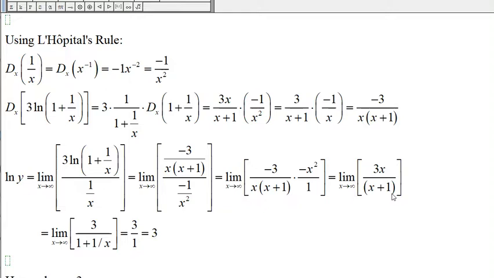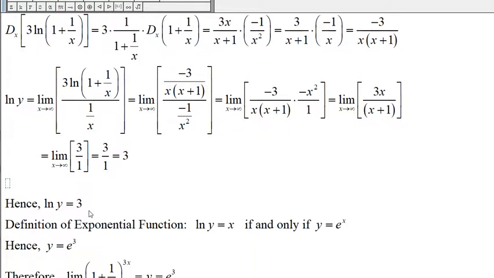So applying L'Hopital's rule again, we take the derivative of 3x, which is 3, and then the derivative of x plus 1 is just 1. And so we get 3 over 1, which is 3. And so we have the natural log of y is equal to 3. y is what we're looking for.